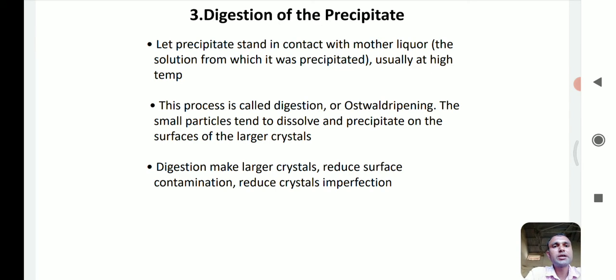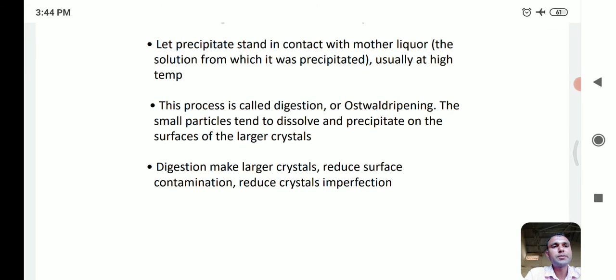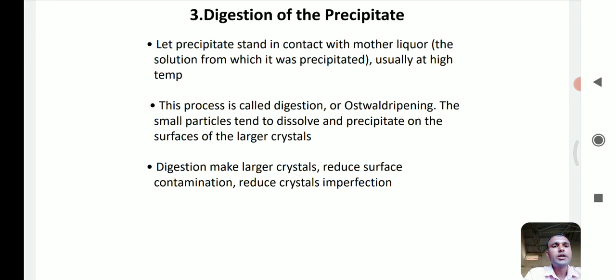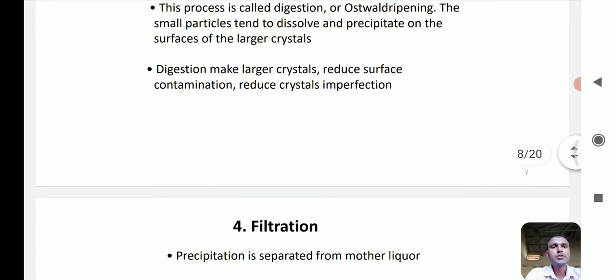The small particles tend to dissolve and precipitate on the surfaces of large crystals. In digestion, the particles will become larger and reduce the surface contamination. Surface contamination is reduced, and it also reduces the crystal imperfection. So the crystal will be very, very perfect.